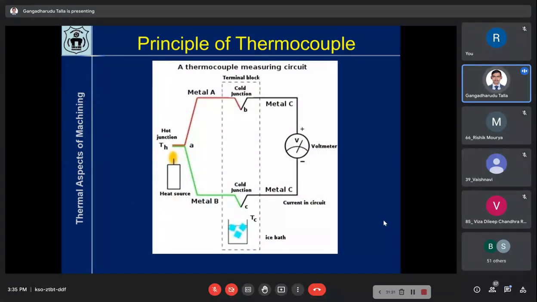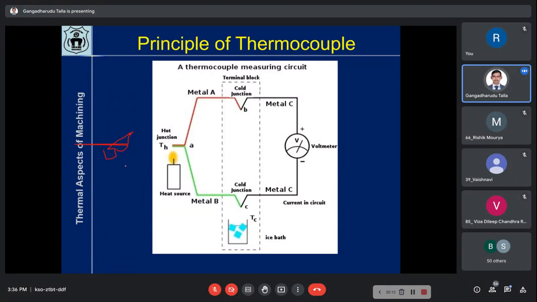This is the principle of thermocouple. You may be aware of this. If you take two thermally conductive materials, or two different wires, and on one side you maintain some temperature, maybe you keep it in very cold, an ice cube. On the other side, you just heat this junction. Then there will be current flowing in these wires.